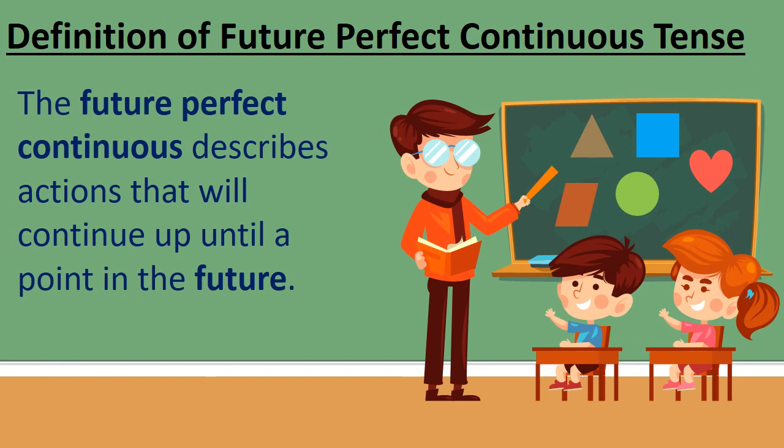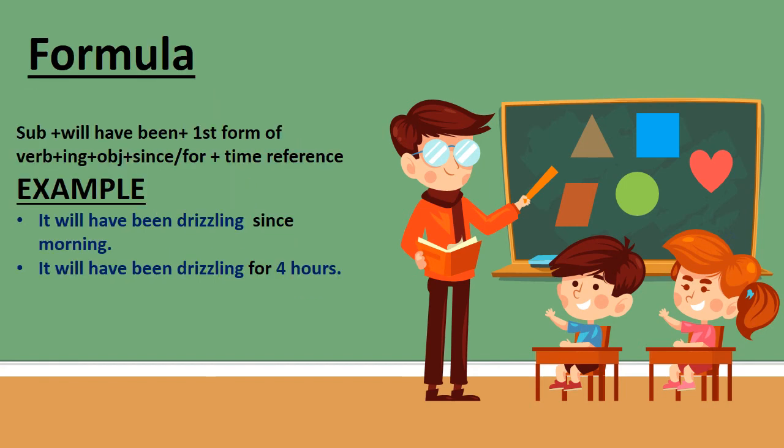And let's move towards the structure. As we all know, future tense is also known as the will tense. So the helping verb is will have been for this tense, and we are going to use the first form of the verb plus ing, right? So here are some examples: it will have been drizzling since morning, and it will have been drizzling for 4 hours.